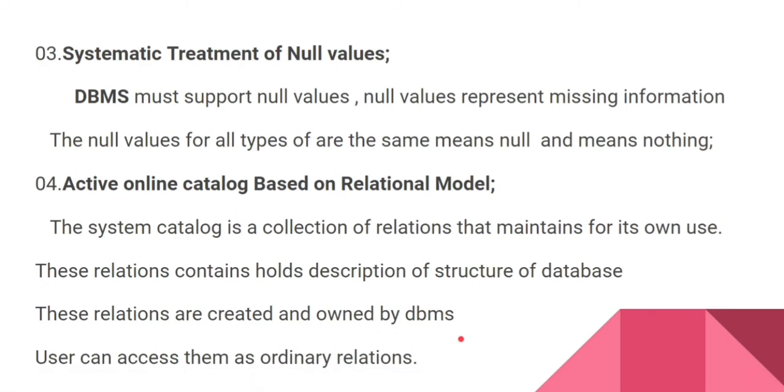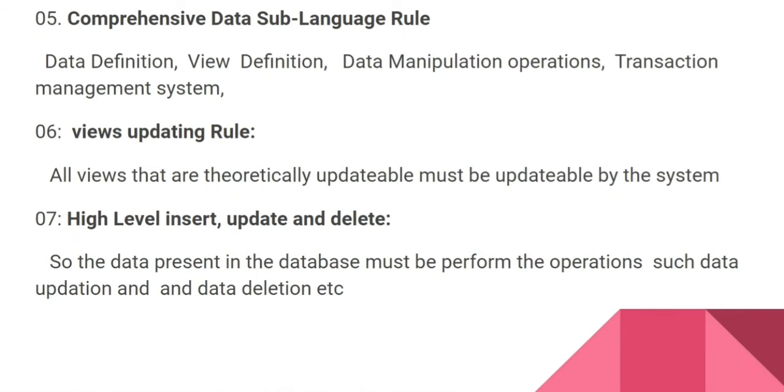In the active online catalog we also have the tables created by users, such as a university database containing a student table and a teacher table. The user can access them as ordinary relations. So the active online catalog contains the descriptions of the tables present in the database, the relations created in the database by the user, and the tables owned by the DBMS. It contains the information about the tables and about their data.